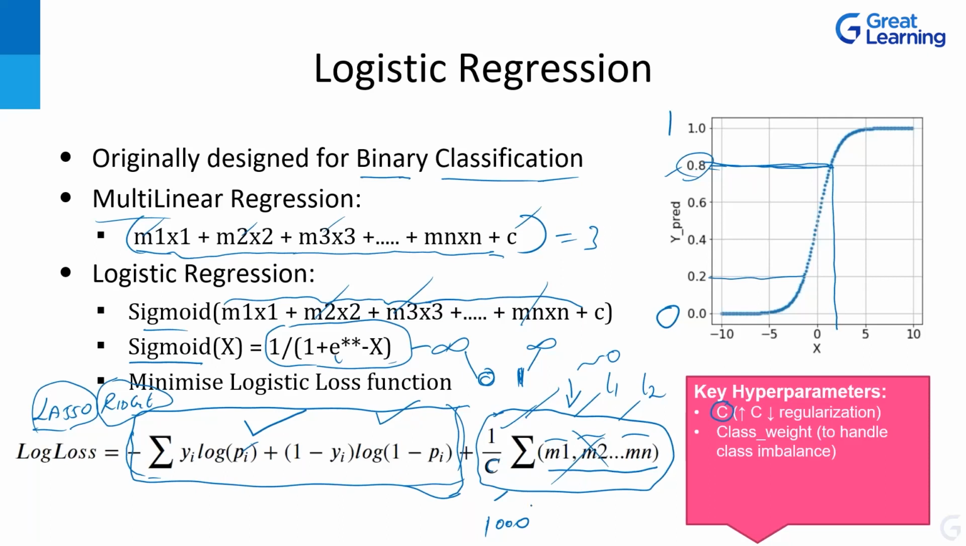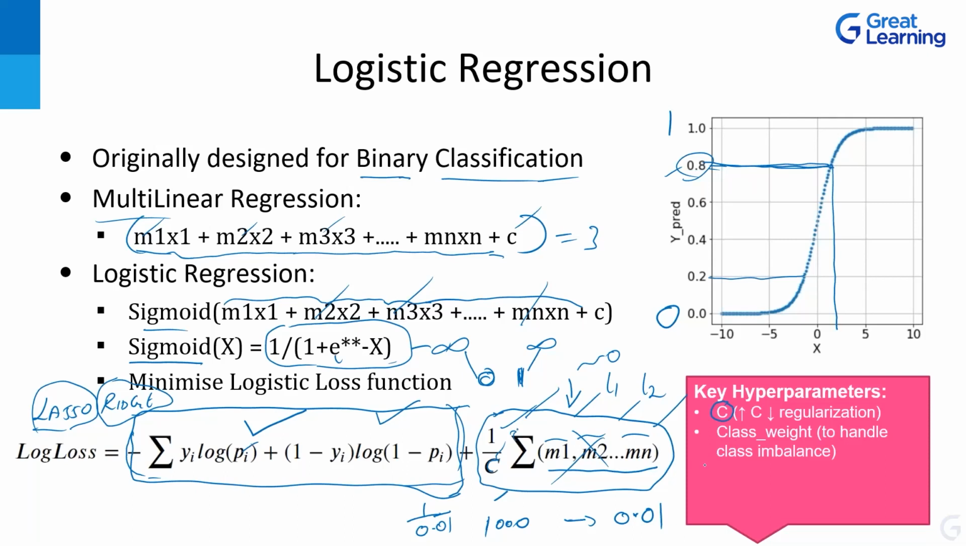Whereas on the other hand, if C is very, very low, let's say if we make C 0.01, then we are giving a very high weightage to this term because it is 1 over 0.01, which is going to give a high coefficient to this particular term. So C is one of the most important parameters over here.